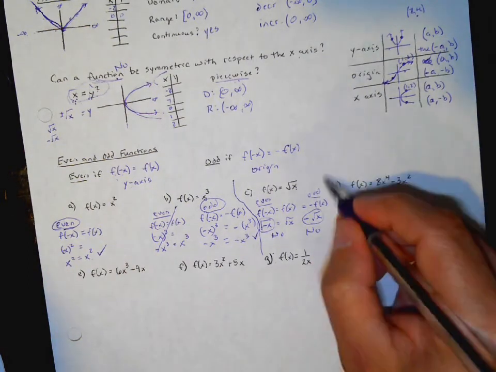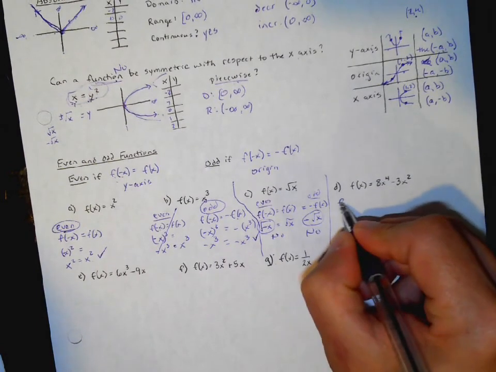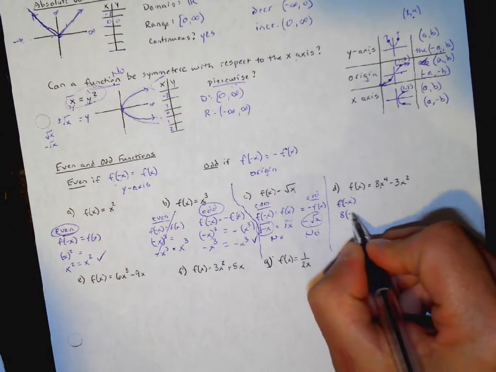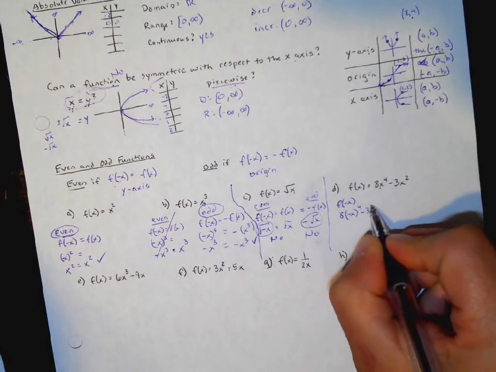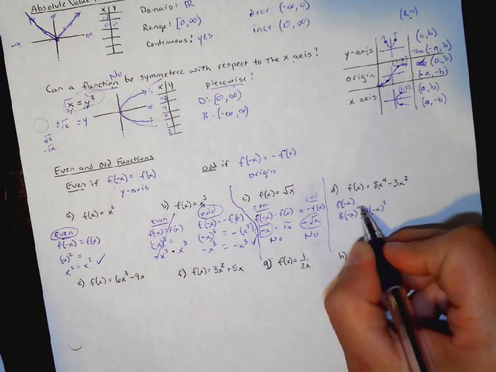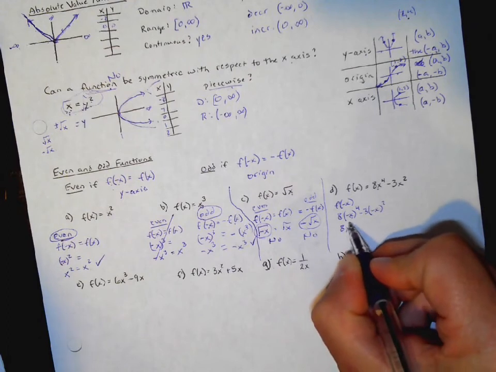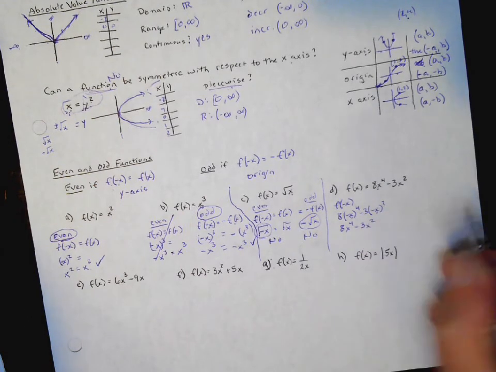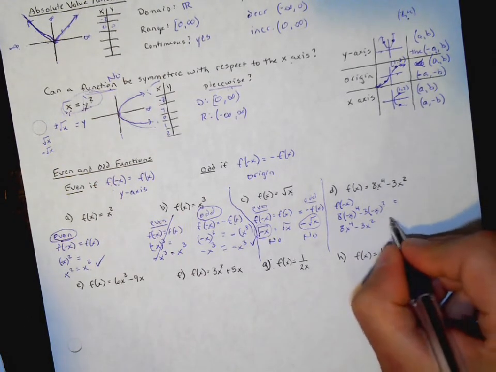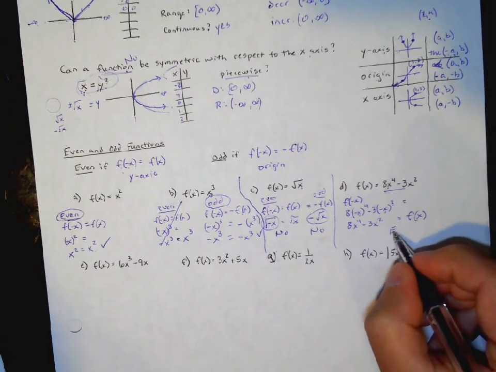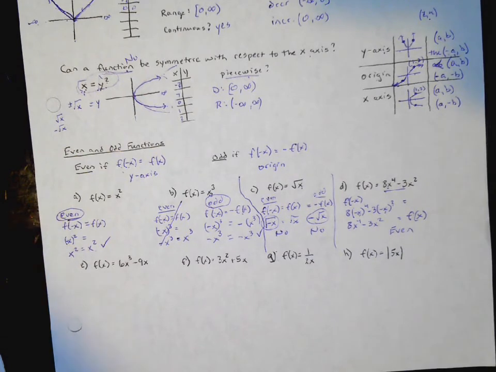Okay, we'll check this one here. Let's find f of negative x. So I plug it in there: 8 times negative x to the fourth minus 3 times negative x squared. Negative times a negative times a negative times a negative is a positive. So it makes 8x to the fourth. And negative times a negative is a positive, so that makes that negative 3x squared. Notice that is equal to my original function of f of x. So therefore it is even.